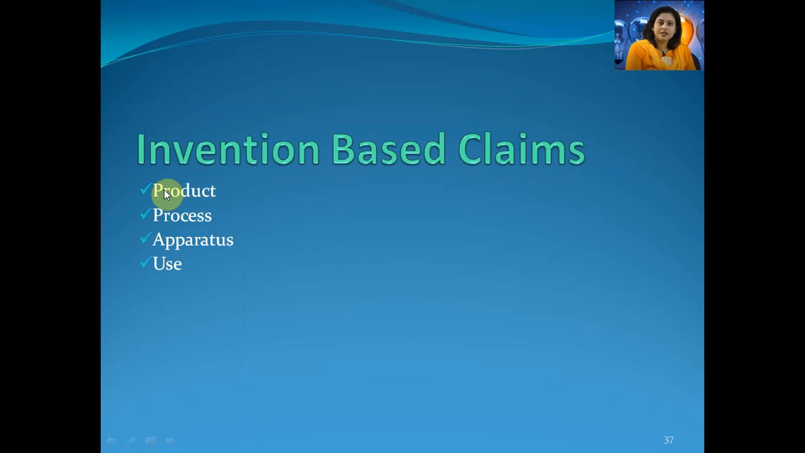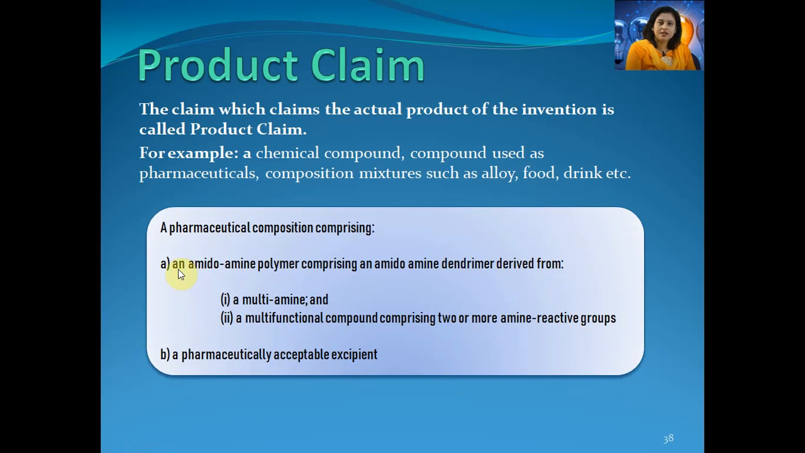Next, let us go to invention-based claims. We have product claims, process claims, apparatus claims, and use claims. The claim which claims the actual product of the invention is called product claim. For example, a chemical compound, compound used as pharmaceuticals, composition mixtures such as alloy, food, drink, etc. So this is an example of a product claim: a pharmaceutical composition comprising of such and such materials.